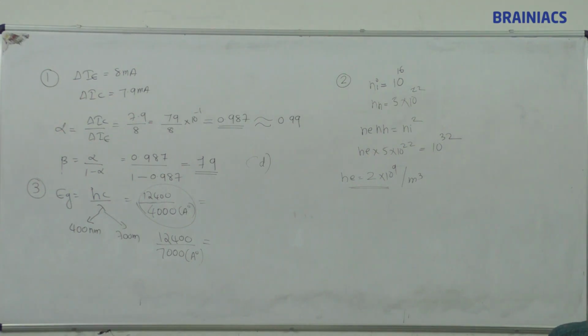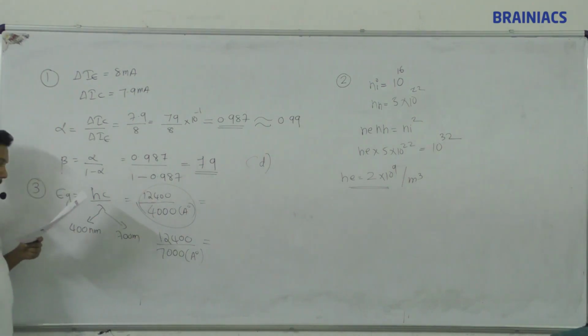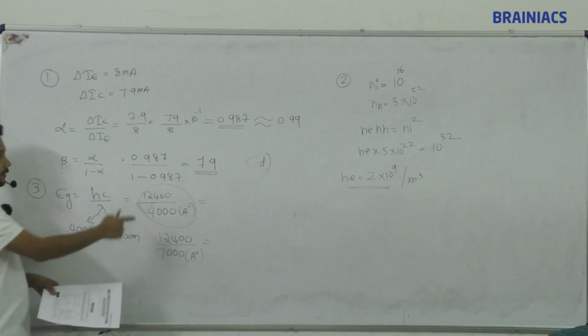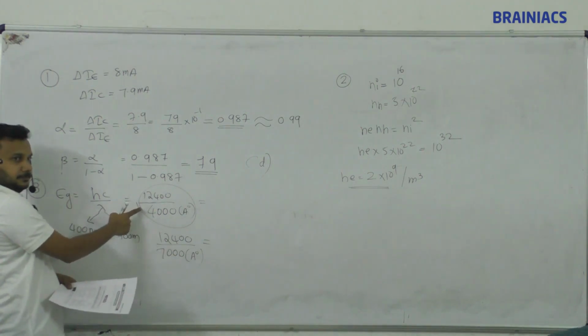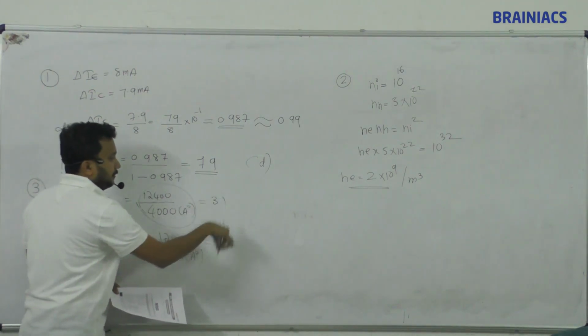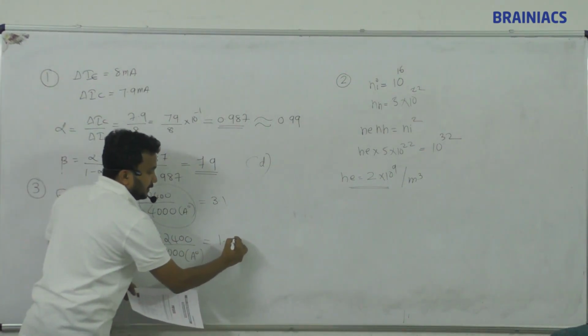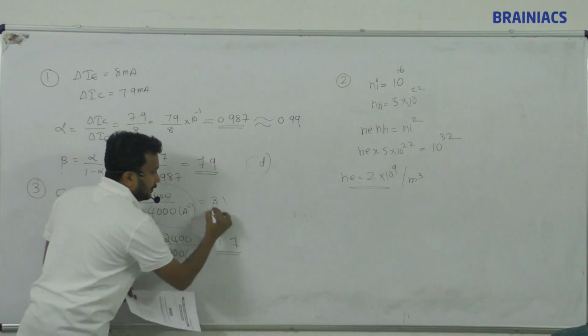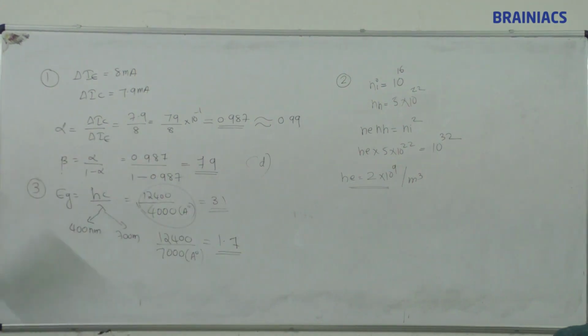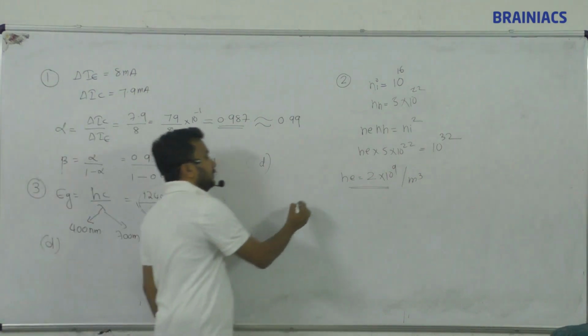First one, how much is the value? 3.1. Okay. Second one? 1.7, 6 point something or 7. So which one will match with these options? Option D. So option D is the right answer. Good. Fourth question.